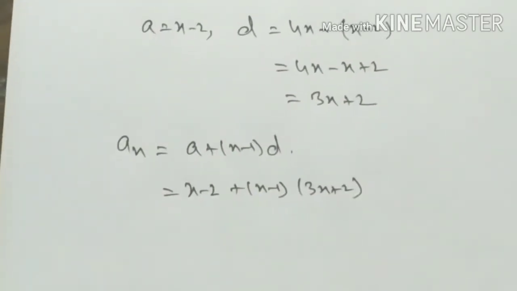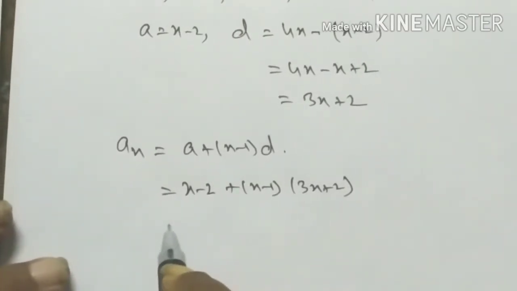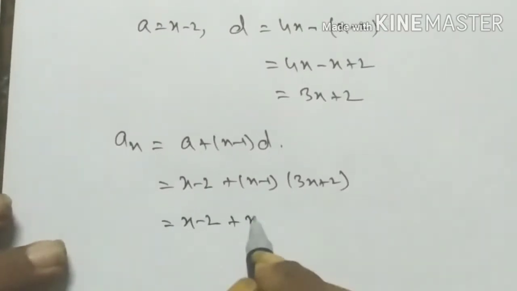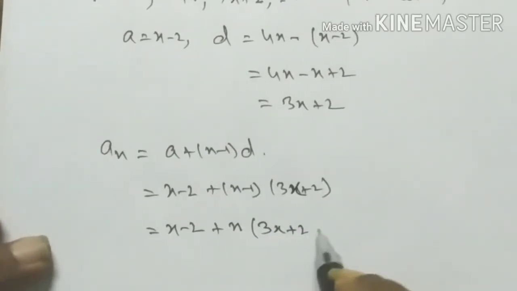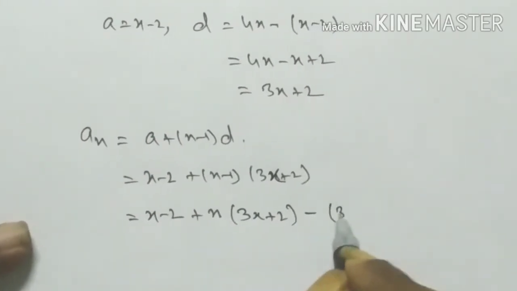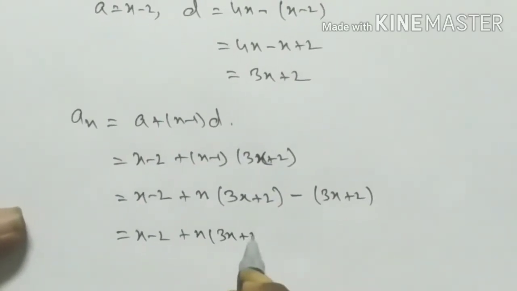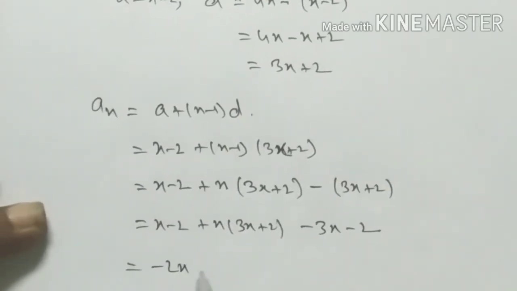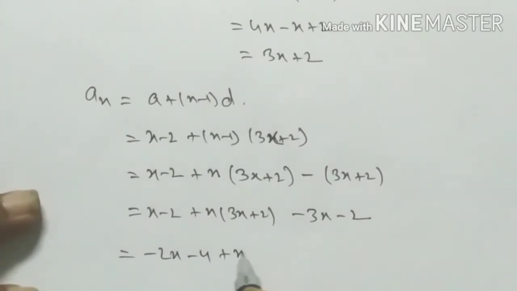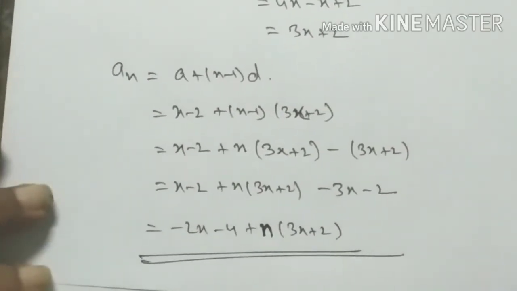Sorry, the answer to question E is not given in your book. But you can keep it like this, or if you want, you can modify it. X minus 2 plus (n minus 1) into (3x plus 2), which is x minus 2 plus n into (3x plus 2) minus (3x plus 2), giving minus 2x minus 4 plus n into (3x plus 2). You can keep the answer in this way also.